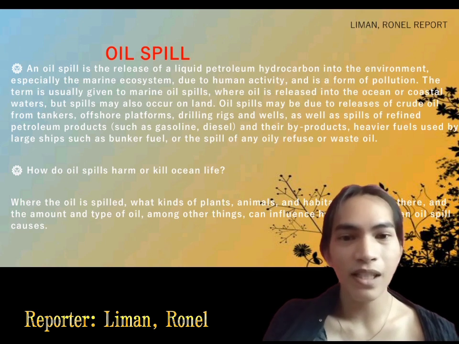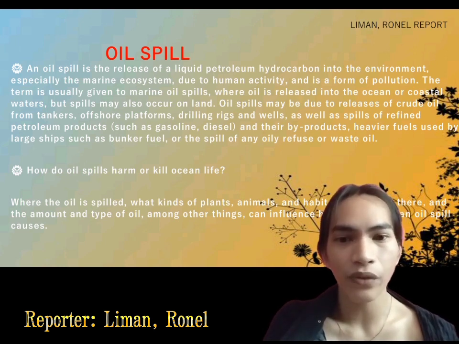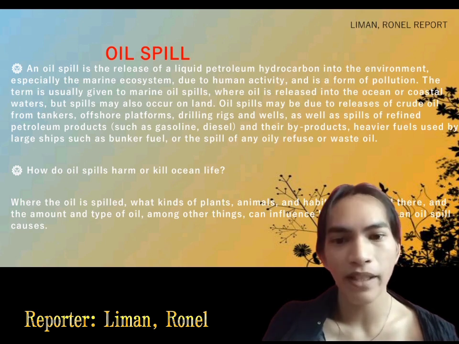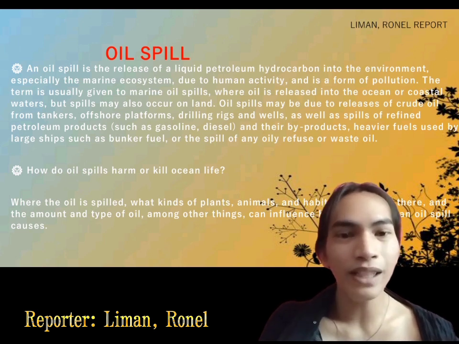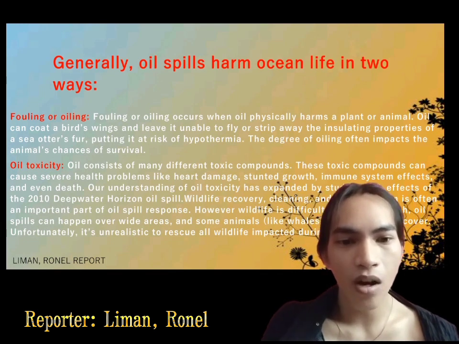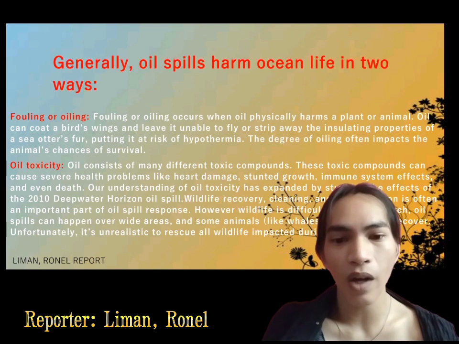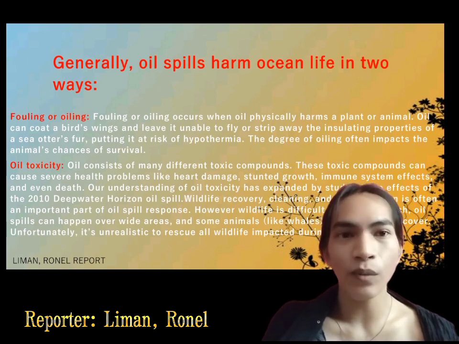How do oil spills kill ocean life? Where the oil is spilled, what kind of plants, animals, and habitats are found there, and the amount and type of oil, among other things, can influence how much harm an oil spill causes. Generally, oil spills harm ocean life in two ways. The first one is fouling or oiling, and the second one is oil toxicity.